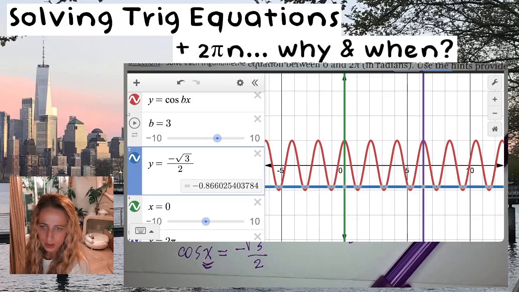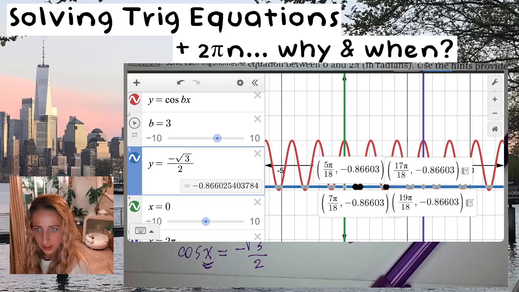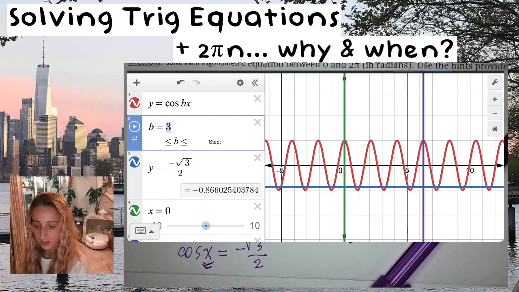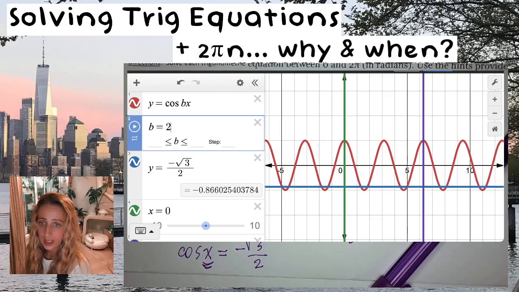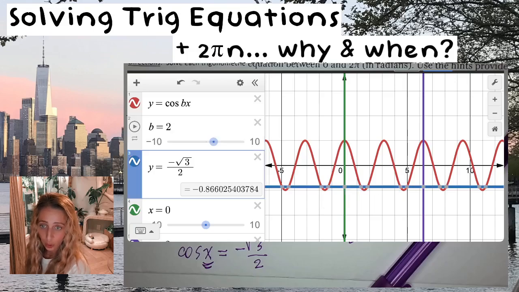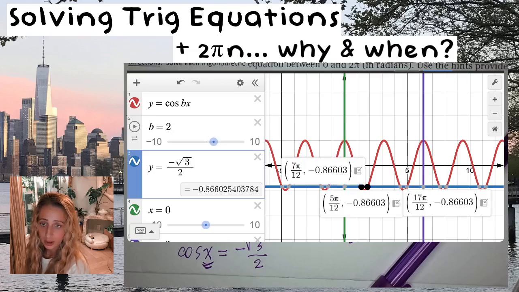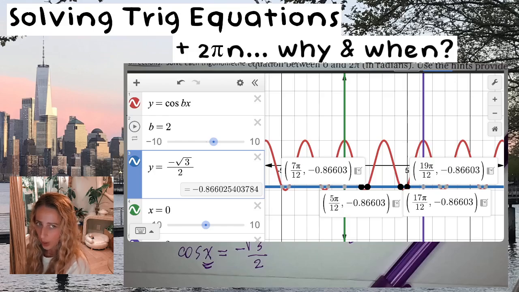And what were their denominators? They were all 18. It's like they started off with a 6. If you divide by 3, that's really times a third. That's where that 18 comes from. Back when the b value was 2, I have 2 full waves, and my 2 answers turned into 4 answers. They have a denominator of 12.